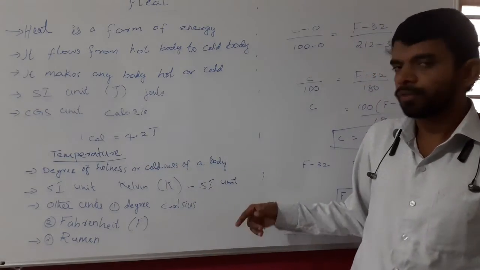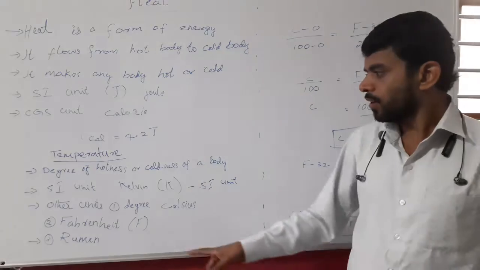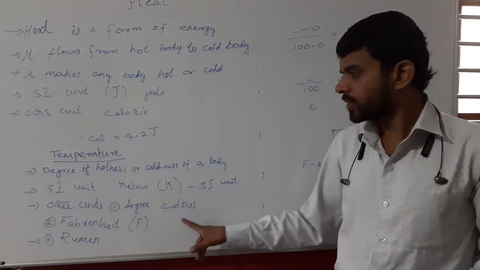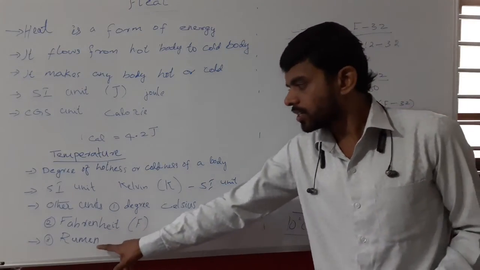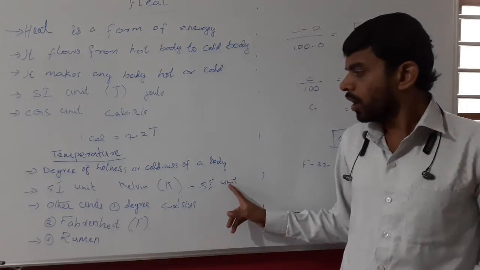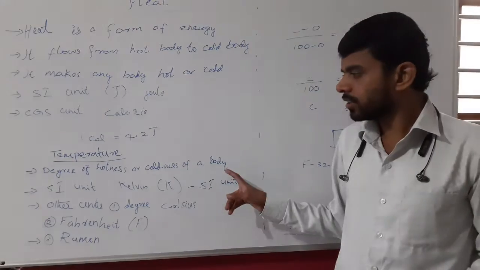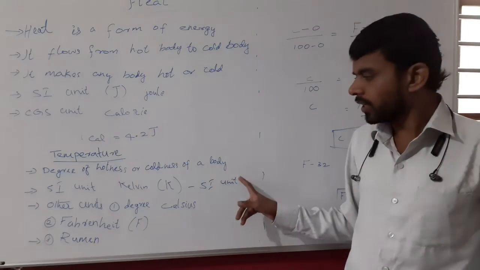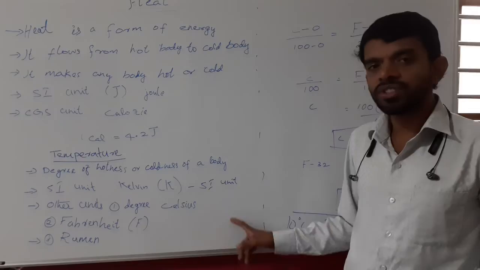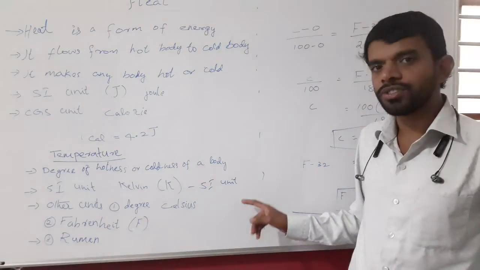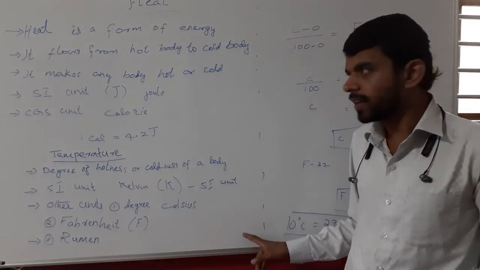And we have different temperature scales, for example degree Celsius, Fahrenheit, and Romer. So you have four different types of temperature scales. You will learn in this chapter how to compare each of these scales.